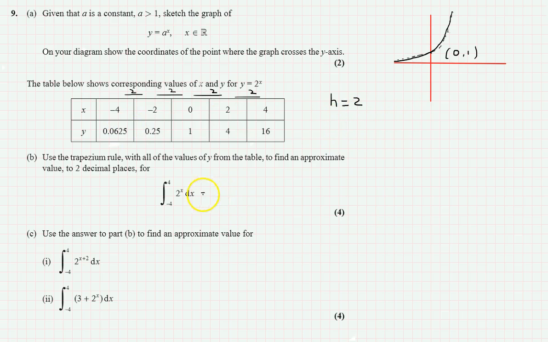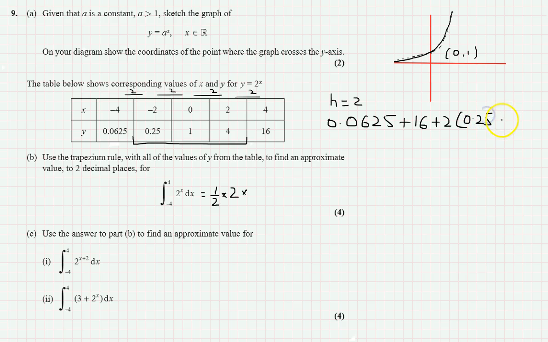So it will be half times h, which is 2, multiplied by the first and last values, 0.0625 plus 16, plus 2 multiplied by the middle values, 0.25 plus 1 plus 4, since we have to add them twice. So this one is 16.0625 plus 2 times 5.25, so it is 10.50.